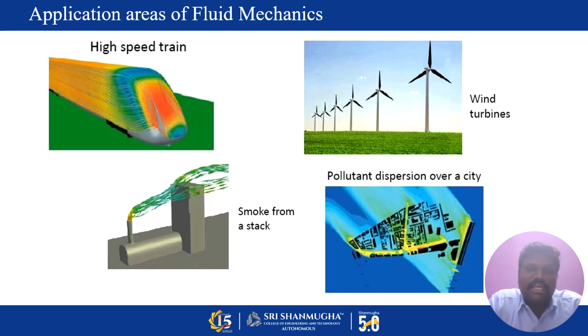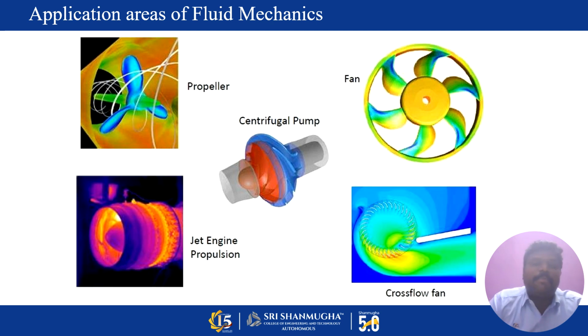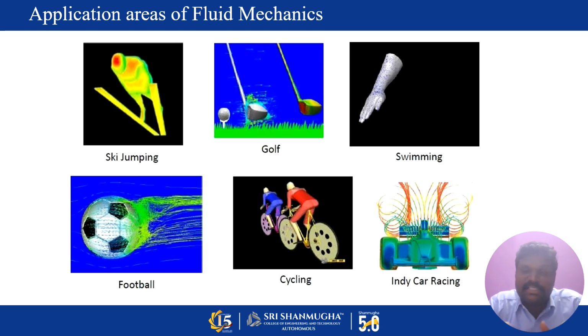The same application areas include high speed trains, wind turbines, smoke from a stack, and pollutant dispersion over a city. We also have a propeller, a fan, which inside a pump as well as a turbine is called an impeller, jet engine propulsion, and cross flow fan. Some other application areas are especially in sports: ski jumping, golf, swimming. Swimming gives the best example of the movement of water forward and backward. Football and cycling are also some common and typical examples of applications of fluid mechanics.